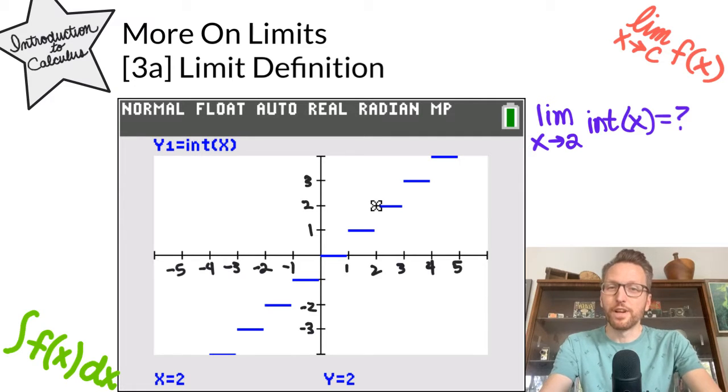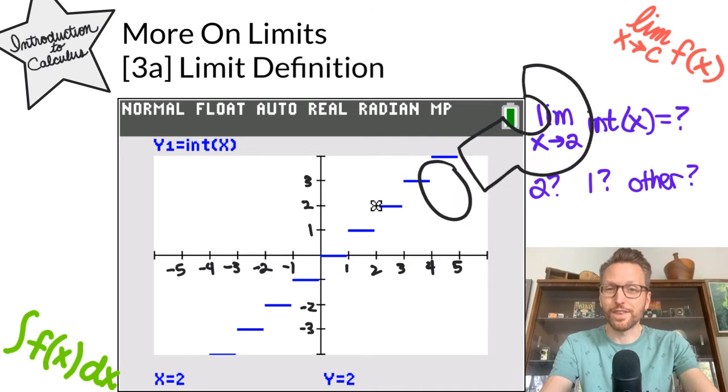Because look at the graph. When x equals 2, the function's value is 2. That's where my cursor is at. But if x is in between 1 and 2, then the function's value is 1. So what's the limit's value? Is it 2? Is it 1? Is it something else? I'm going to leave that question hanging until the next video.